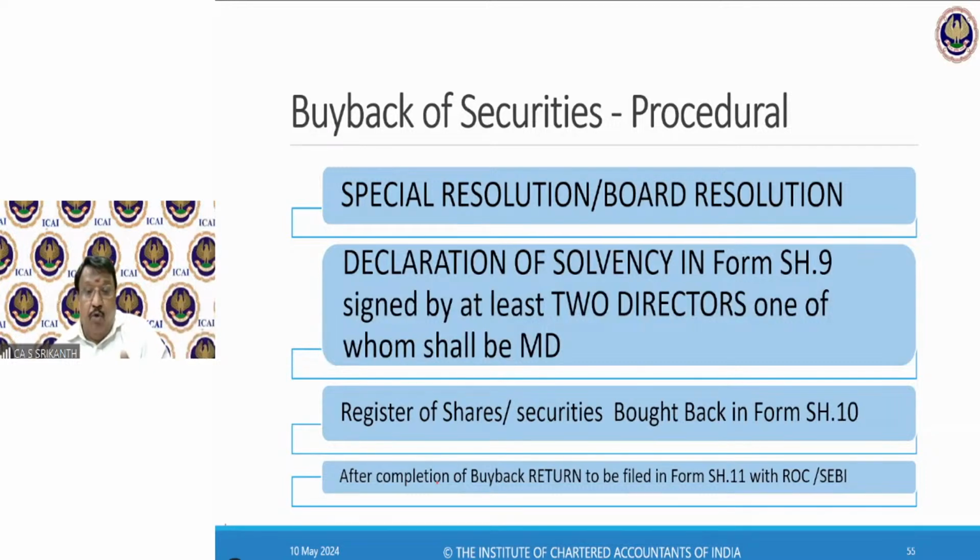See, remember, if you go through the reduction process, then you have to go to the tribunal, get NOC from shareholders, all that. Whereas this is an easy route. Just pass a special resolution, give a declaration of solvency, comply with all the requirements, straight away buy back, enjoy. Okay.